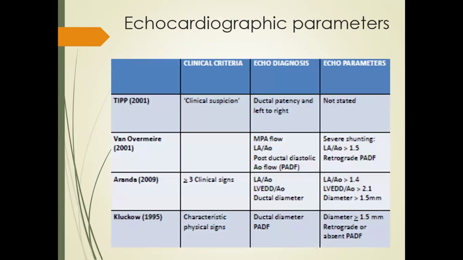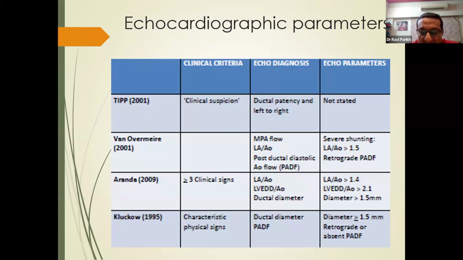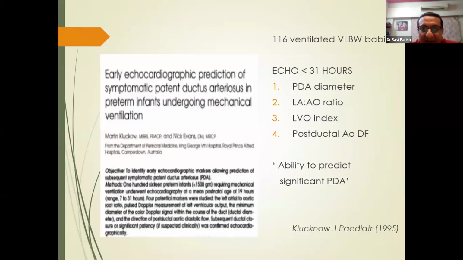These are just a few of the studies from which all these parameters have come. I'm not going into detail, but different studies over the years have shown that these are the ductal parameters we need to learn to see whether the duct is significant: the ductal diameter, LA/AO ratio, normal or retrograde flow in the ductus, aorta or superior mesenteric artery, and LVEDD or LVO by AO ratio. Whatever common things are there, we will go through in the next few slides. A significant study showed that in the first 31 hours of life, if you do PDA diameter, LA/AO ratio, LVO index and aortic Doppler flow, you have a good ability to predict a significant PDA. So that's what we want to learn.